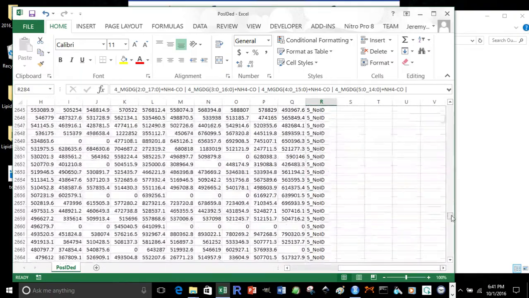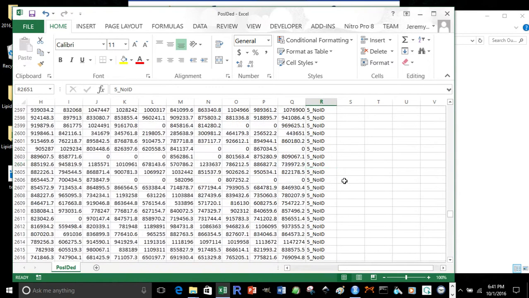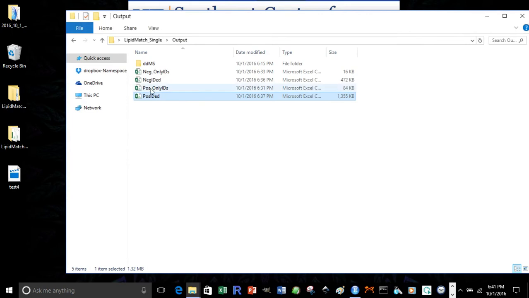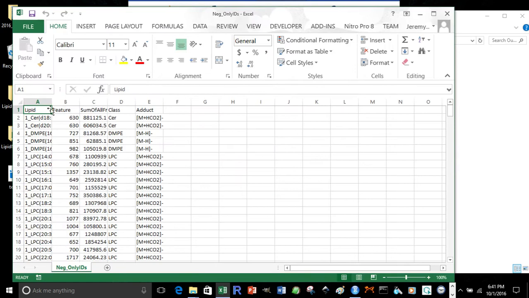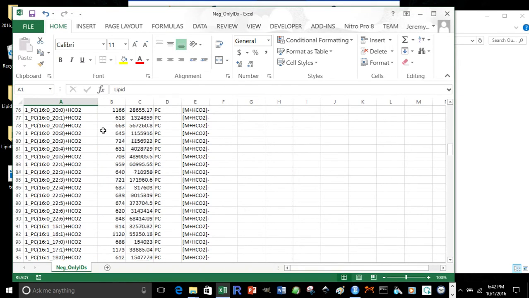Now, if we continue scrolling down, you also see features where there are no exact mass hits and no MSMS identifications. We also have tables like neg-only IDs, which show all the identifications before they are aligned to features, in case you wanted to look at all of them.